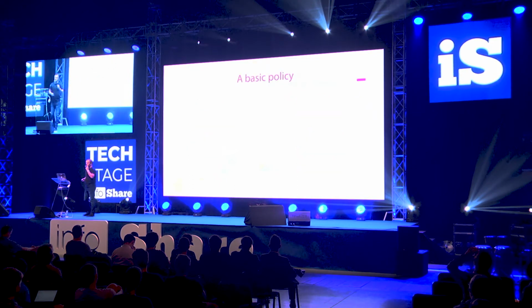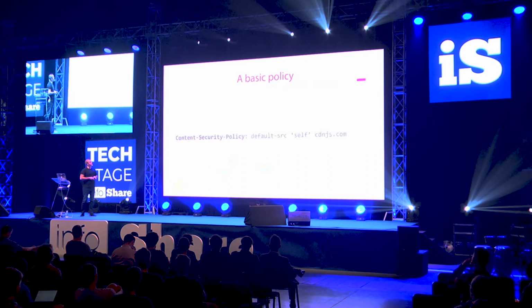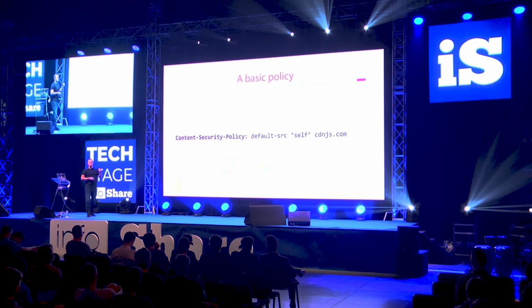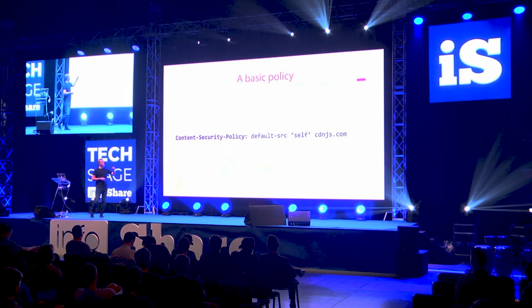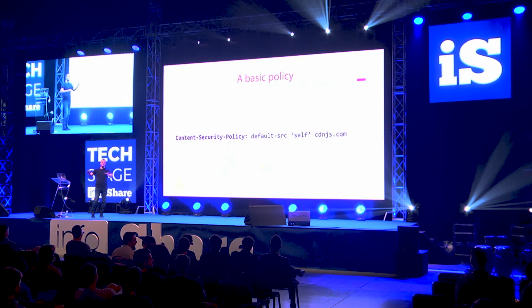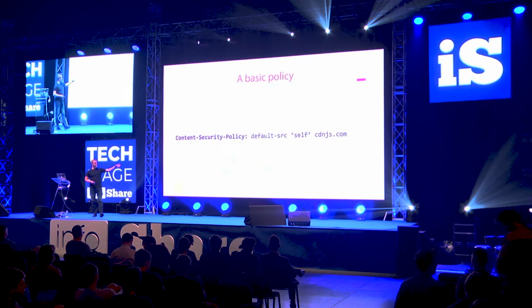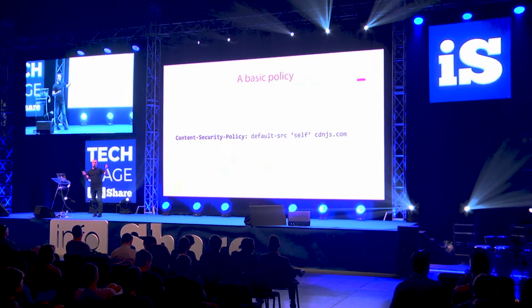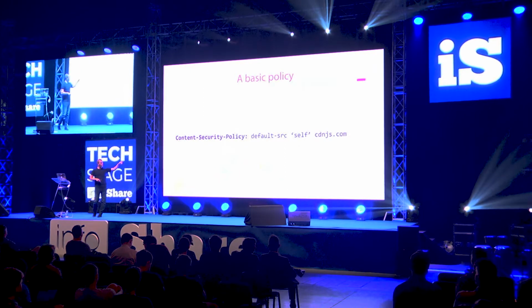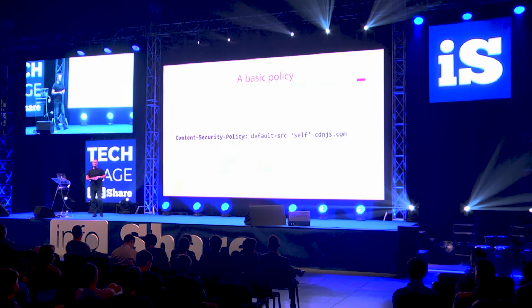So let's take this and let's try and make a basic policy to show you what this would look like. We define the Content Security Policy header, and then we put our policy inside it. So I've used the default source here, which was on the previous slide, and if you don't specify things like script or style, they fall back to default. So I'm saying by default, all content can be loaded from self, which means my own website, or this other domain, which is my CDN.